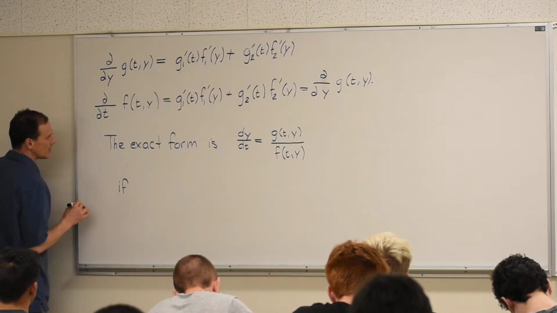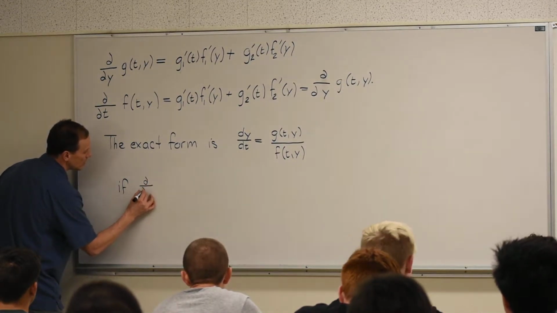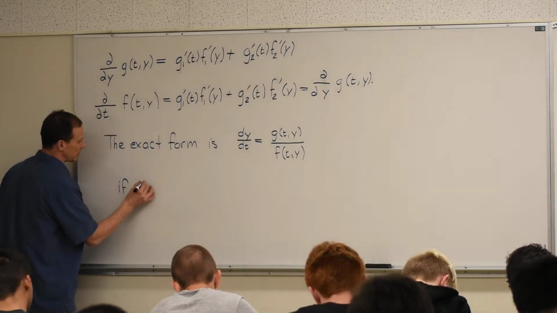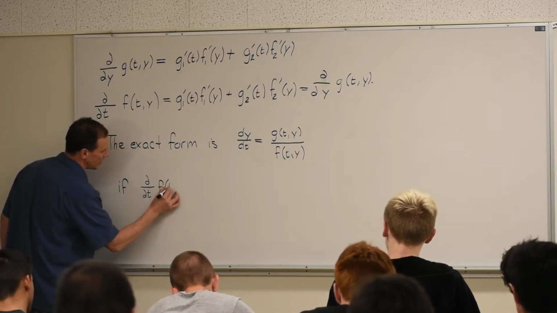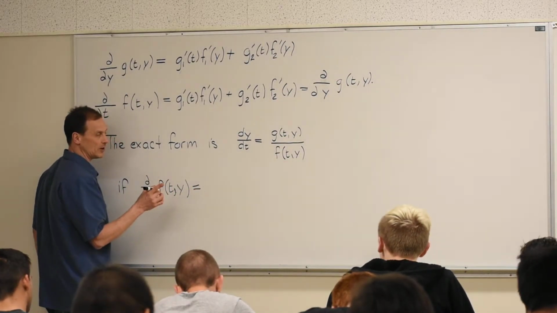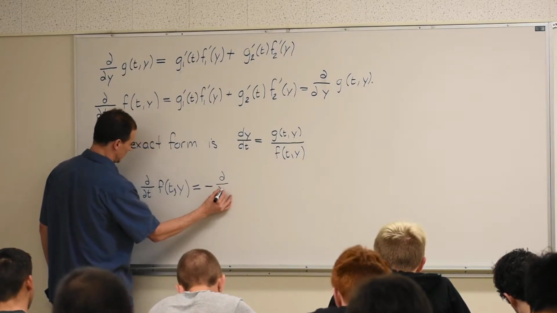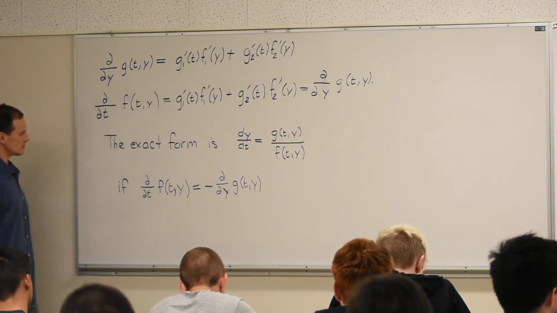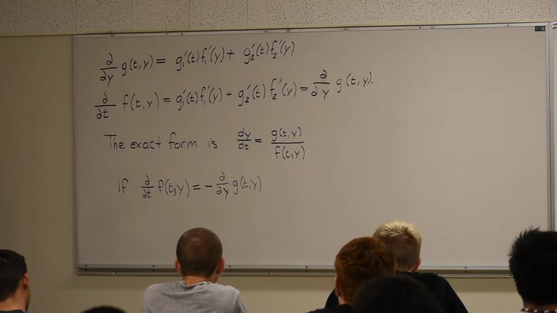If the partial derivative with respect to t of f of t comma y is equal to, here's the part that might surprise you, and I'll show you where it comes from, minus the partial derivative with respect to y of g of t comma y. Where does that minus come from? I'll show you where the minus comes from.